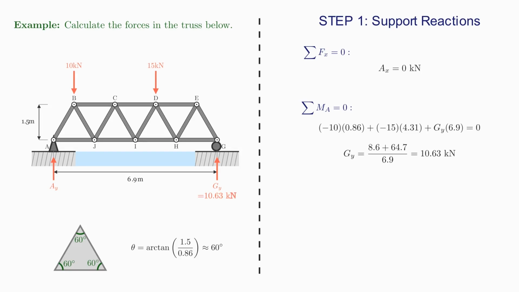Then finally, to calculate the support at A, I'm going to take the sum of the forces in the y direction equal to 0. Choosing the direction up as positive and the downward direction as negative, this gives me AY, which is up, is positive, plus the 10.63 support reaction at G is positive, minus the 10 and minus the 15 is equal to 0. Solving this, we get that AY is 14.37 kilonewtons. And I can add this onto the diagram as well.